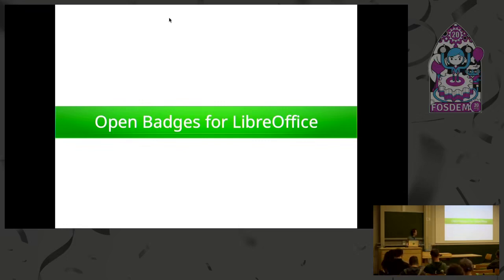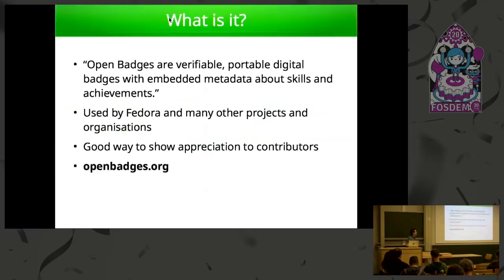And one way is with open badges that some of you may have heard of before. This is the super short description: open badges are verifiable, portable, digital badges with embedded metadata about skills and achievements. So these are PNG images with metadata inside to show what somebody has done, why they are awesome as well. The Fedora project uses them, I'll show you in a second. It's a good way to show appreciation to contributors, and it's its own open source project.